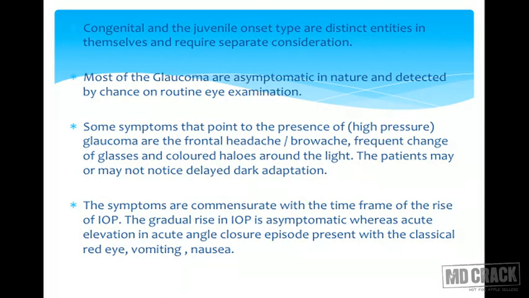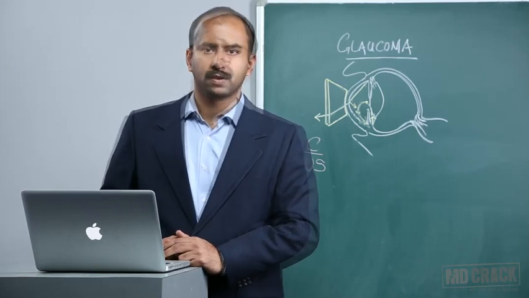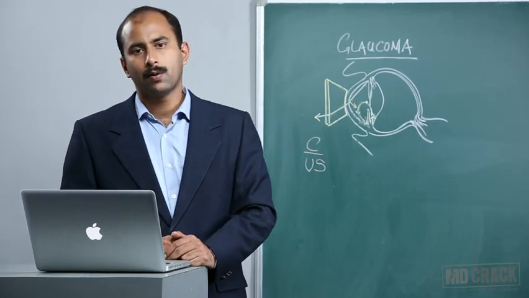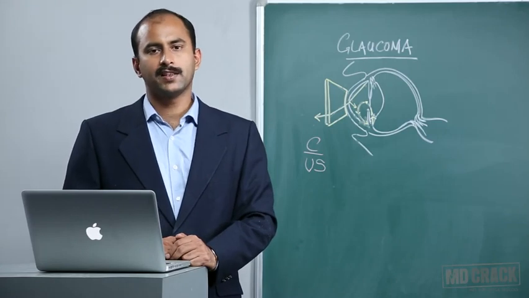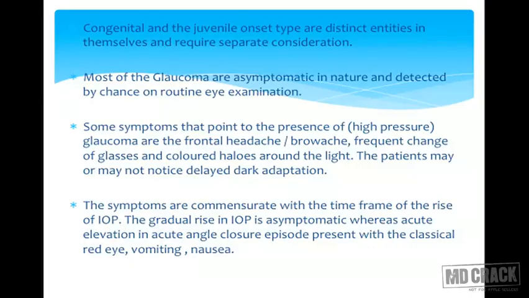Most of the glaucomas we know are asymptomatic in nature and they are detected by chance at a routine ophthalmic examination. Contrary to the common belief, those who complain of pain, redness and vomiting form a very, very small subset of glaucoma patients. Some symptoms that point to the presence of high pressure or glaucoma in patients who have them are frontal headache, brow ache, frequent change of glasses, colored halos around lights, especially in conditions of mesopic illumination, and the patients may or may not notice a small amount of delay in the dark adaptation.